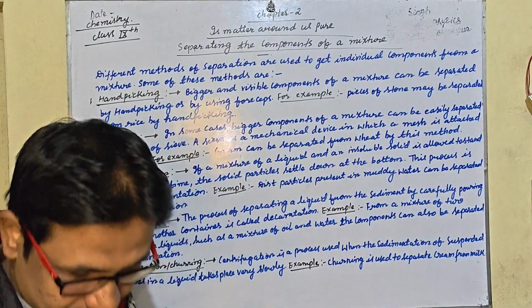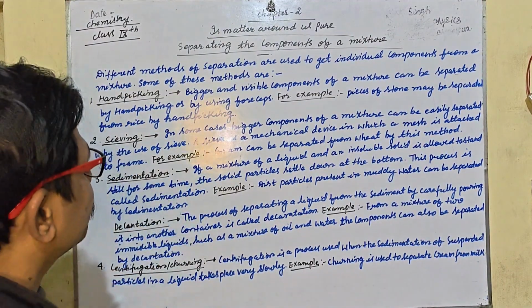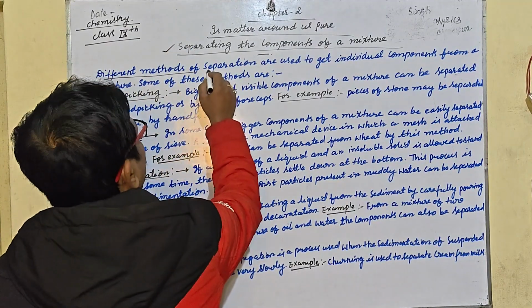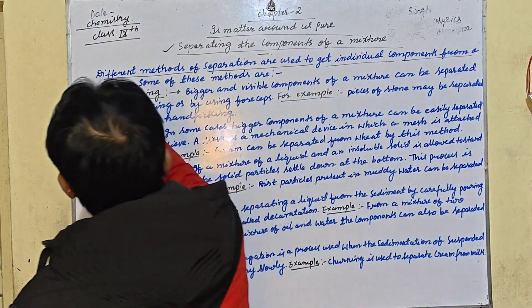This is the class of chemistry, class 9. We are going to discuss today chapter number 2, Matter Around Us Pure: separating the components of a mixture. Different methods of separation are used to get individual components from a mixture.